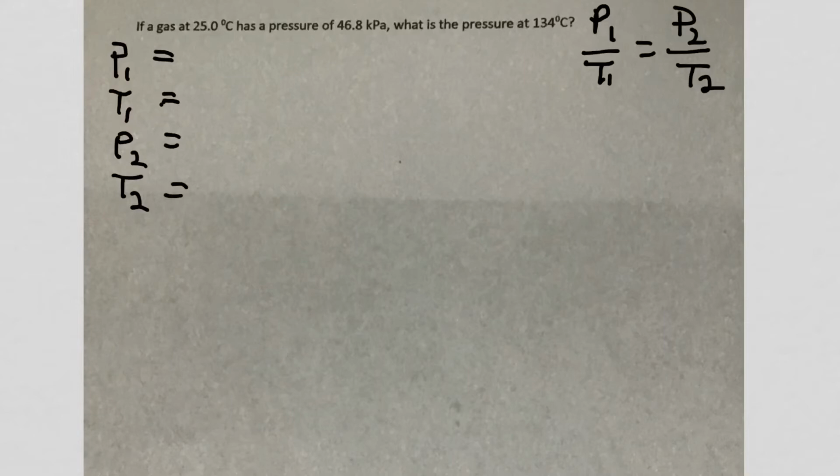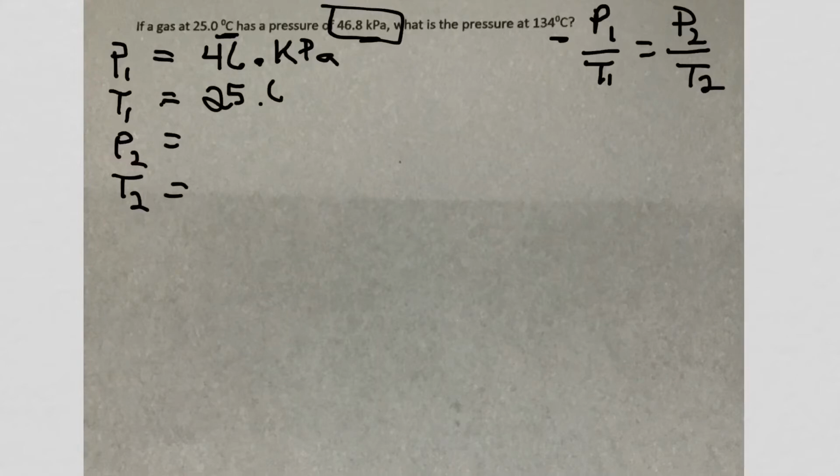Okay, so look at the labels. Everything in this chapter is about labels. If you know your labels, you'll know which variable is which. So the 46.8 is in kPa, and by now you know that's a pressure unit, kilopascals. And then your temperature with that is 25.0 degrees Celsius. So we're going to add 273 to that. So 298 kelvin.